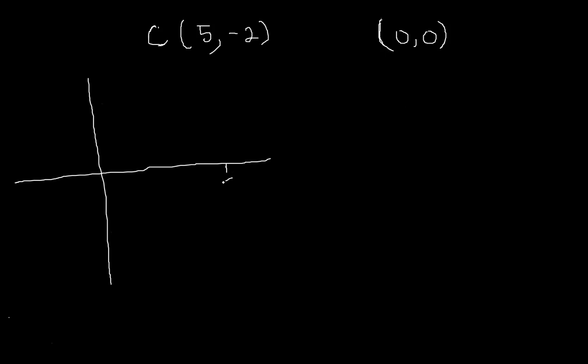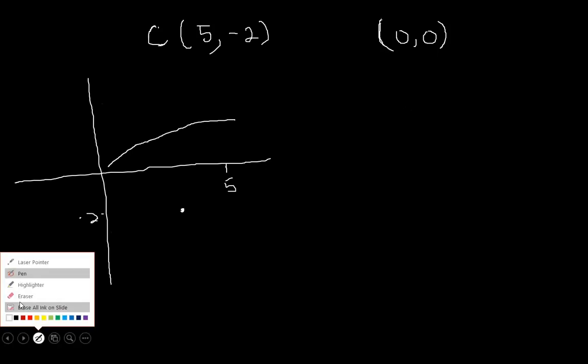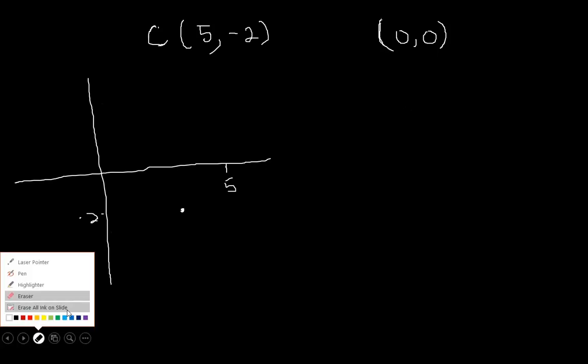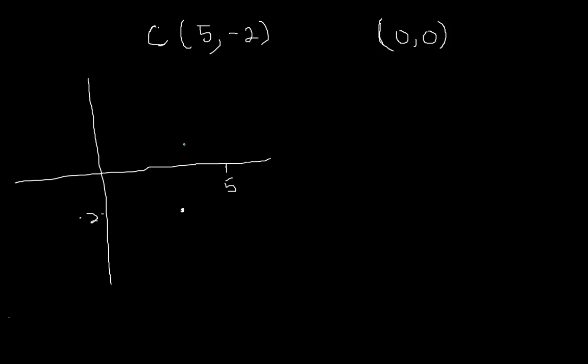So say this is 5. And this right here is -2. See, my point is right here. So this is my center. Let me use a different color to draw the circumference of the circle. So this is the center and it passes through the origin. So say this is my circle.